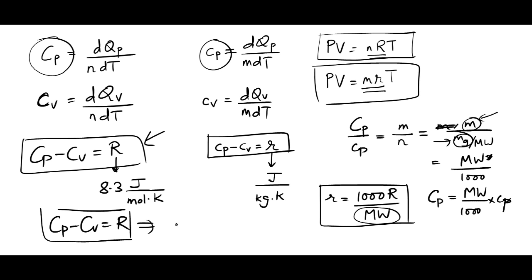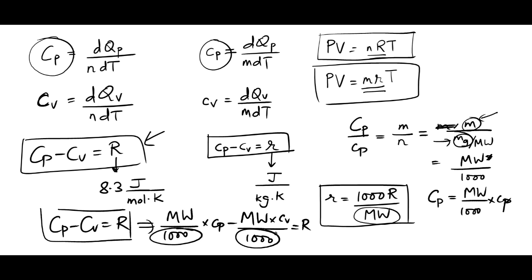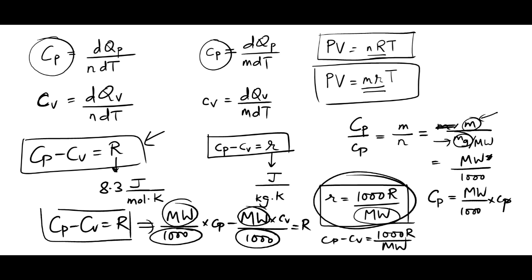I substitute for capital Cp. I get molecular weight upon 1000 multiplied by small cp, and likewise in place of capital Cv, I can write the molecular weight multiplied by small cv divided by 1000, and that's equal to the universal gas constant R. Now if I take these thousands on the other side and likewise the molecular weight of the gas on the other side, I get Cp minus Cv is equal to 1000 times capital R divided by the molecular weight, and according to this equation this is nothing but small r.